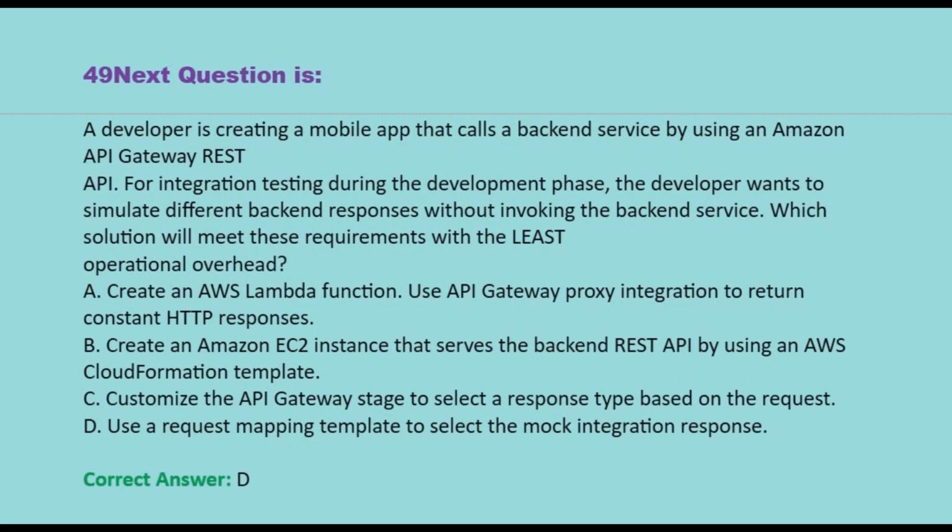Option A. Create an AWS Lambda function. Use API Gateway proxy integration to return constant HTTP responses. Option B. Create an Amazon EC2 instance that serves the backend REST API by using an AWS CloudFormation template. Option C. Customize the API Gateway stage to select a response type based on the request. Option D. Use a request mapping template to select the mock integration response. Correct answer is option D.